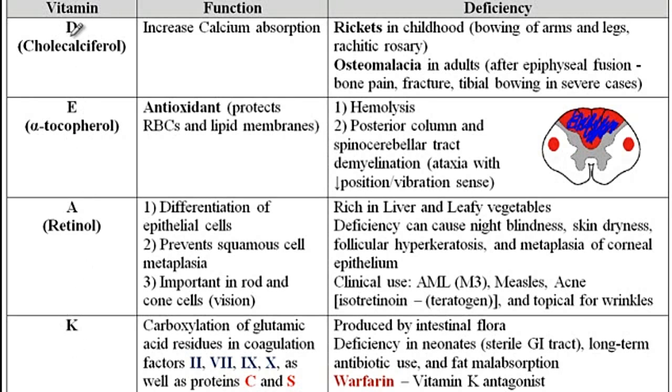So first, starting with vitamin D or cholecalciferol, it's important for calcium absorption. And thus, patients that have vitamin D deficiency would have calcium deficiency, as a consequence of which it will cause rickets in children, and it will cause bowing of the arms and legs, as well as rachitic rosary. So let me show you an example.